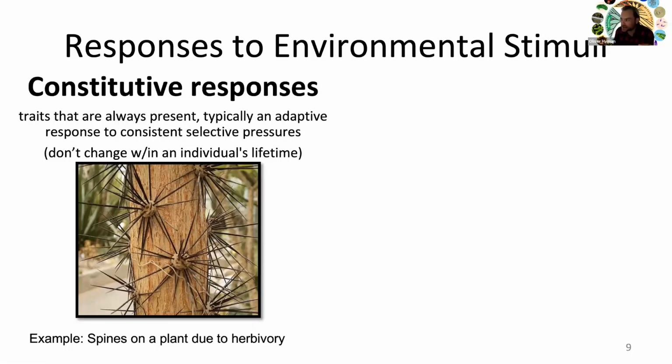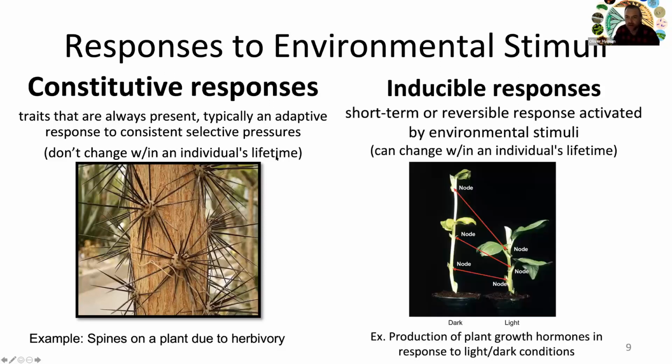They never go away. It's not like these plants see a predator coming and they magically grow these spines. They always have those spines, and they've been selected for over many, many generations. And so this is an example of a constitutive response. It's a response that an organism doesn't change within an individual's lifetime. It's always there. And this is in contrast to something called an inducible response.